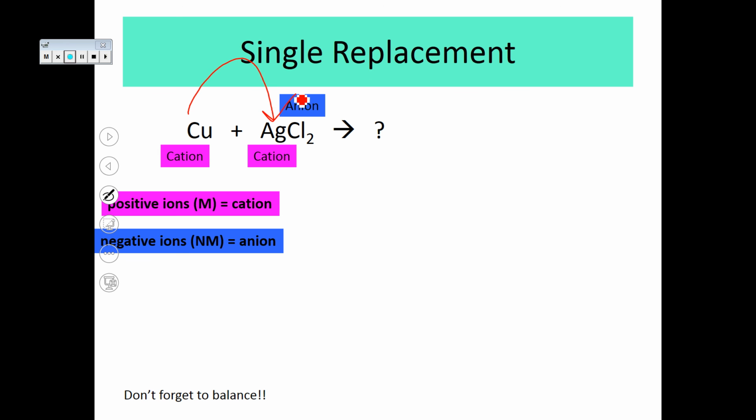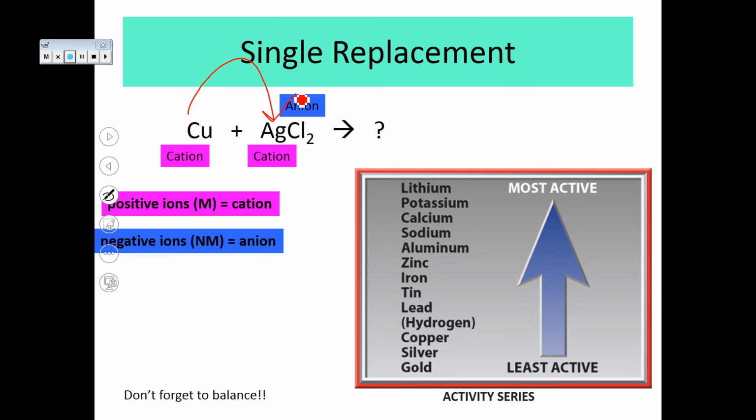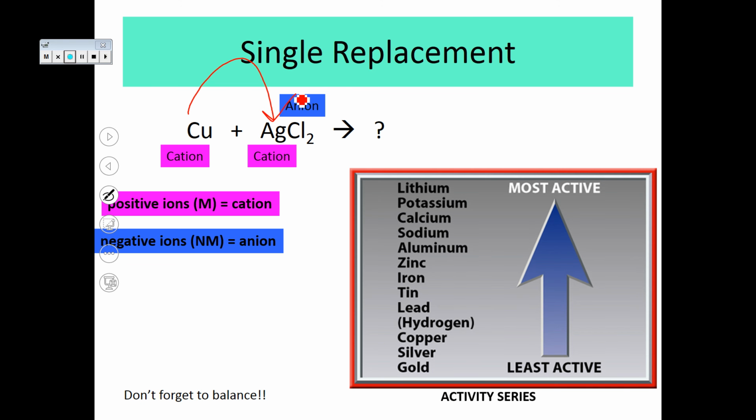It will try to replace the metal, the cation. Okay. Now, the other thing with single replacement is that in order for this to happen, the copper has to be more active than the silver. It has to be stronger than the silver to break the AgCl2 apart. So how do you determine whether the copper is more powerful than the silver?